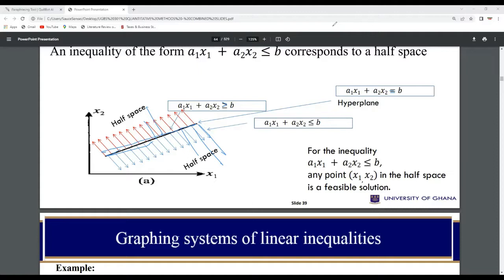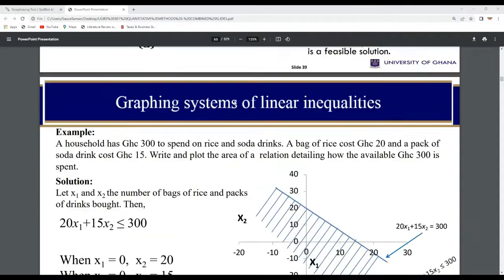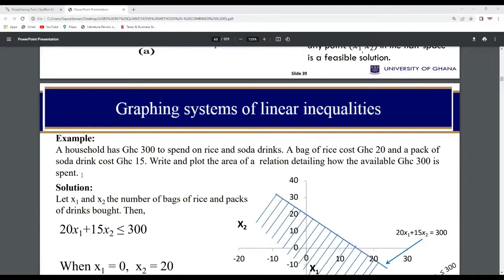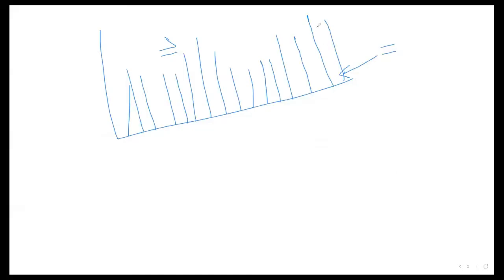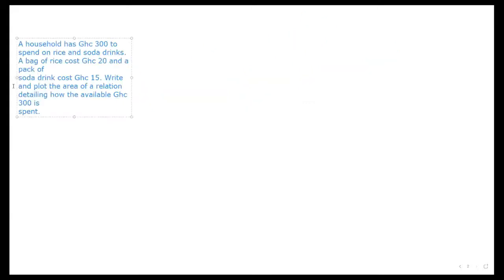Okay, any question before I move on? Any question? No. Okay, all right, thank you. So read this one for me. I'm coming. Let me copy it. Okay, so please read this one for me.